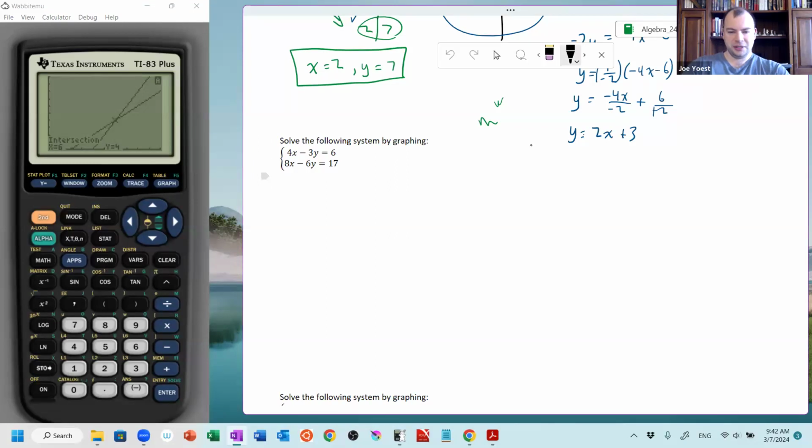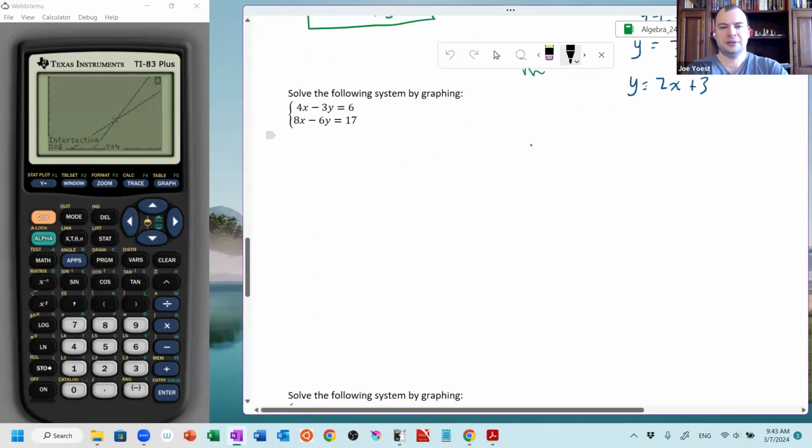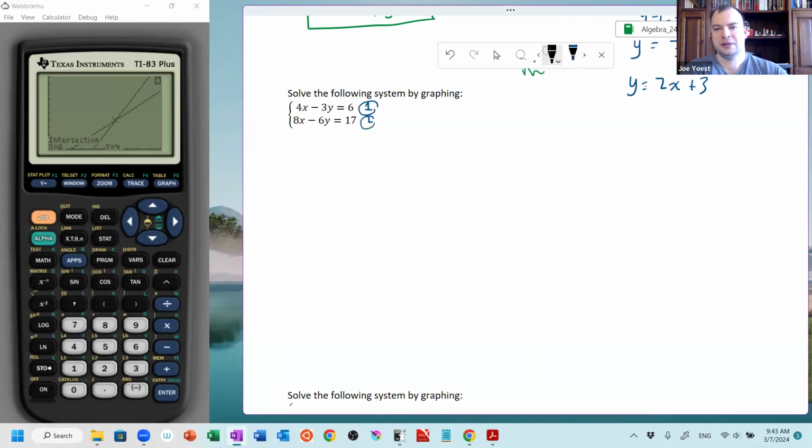Okay, so looking to solve this system. And just like before, I'll have equation 1 and equation 2. I'll be looking to graph each of these. So let's see if x is 0 in equation 1. If x is 0, negative 3y equals 6, y has to be negative 2.